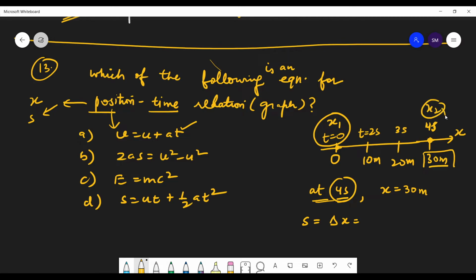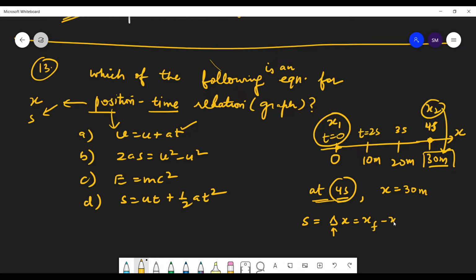So x2 is 30 meters. So what is the change? This delta symbol is the change in position. So what's the change in position? Change in position is 30 meters, absolutely right. But it is always final position minus initial position, right?